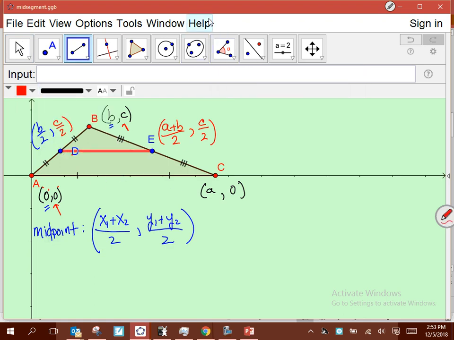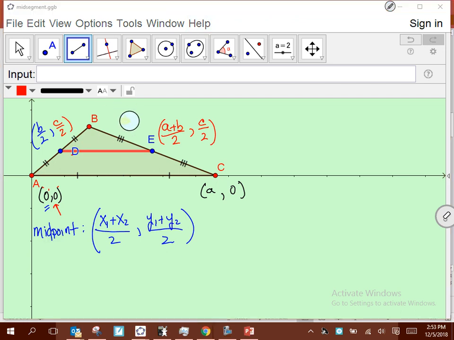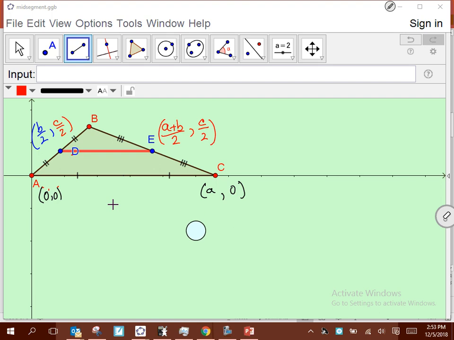Okay? And I'm going to actually clean up some stuff here in my picture, just so it's cleaner for you guys to see when we're working through this. I no longer need point B. Point B has served its purpose. My midpoint formula has served its purpose. I just need that stuff left over there.